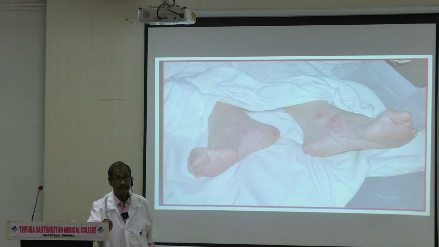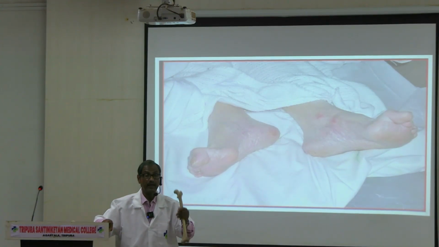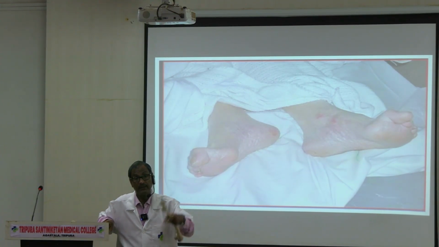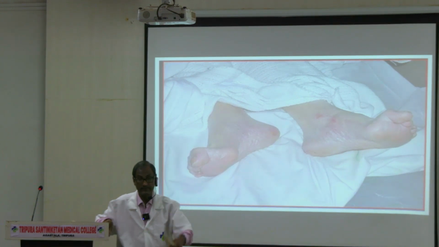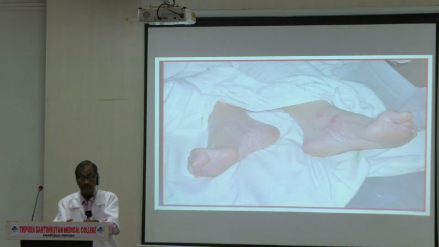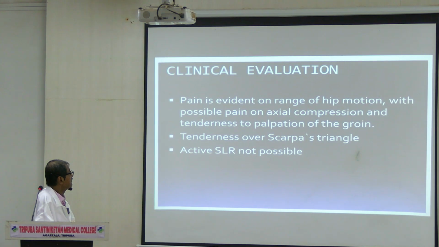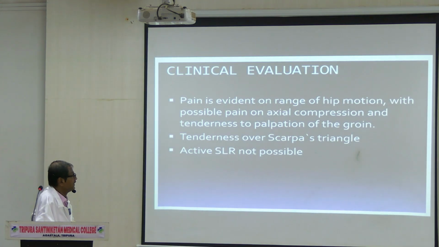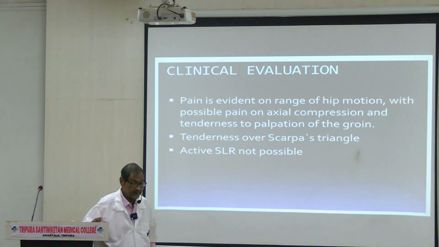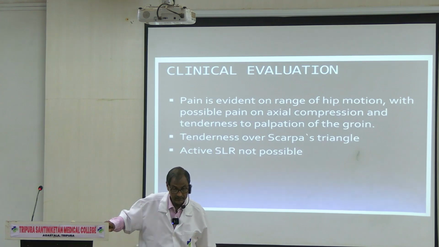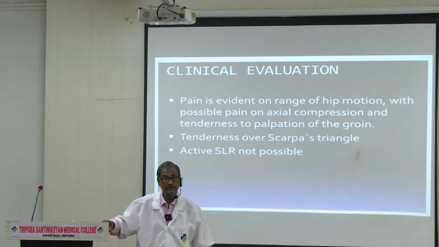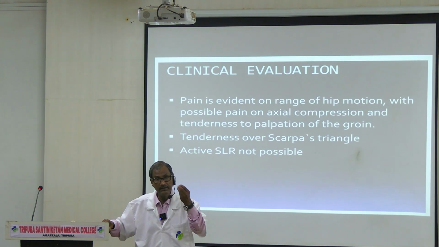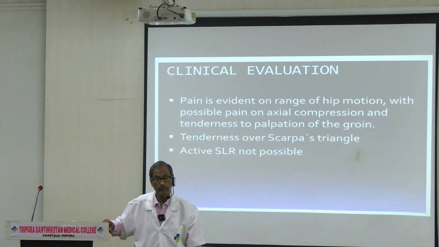Trochanteric fracture occurs at a bit earlier age than neck femur. Neck femur occurs at 70s, 80s; trochanteric at 60 to 70. So how is the clinical evaluation? Pain will be evident. Then you see the hip motion. If the patient comes, you rotate the hip, and rotation will cause pain. In any disease of the hip joint, the most important is rotation.